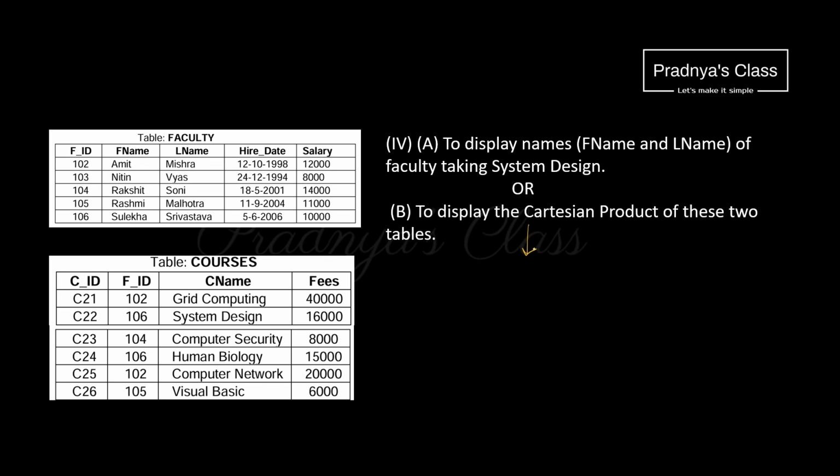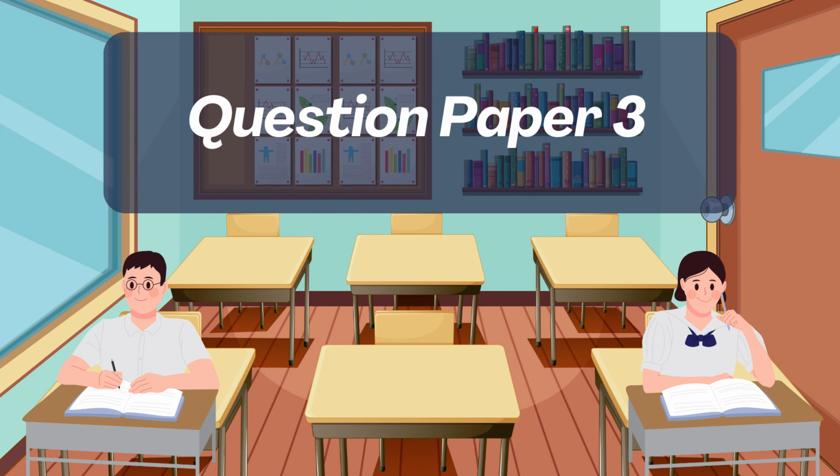Now this is so simple, isn't it? Tell me how we will be writing the query. Select star from faculty, comma, courses. So this is how our query will look like. Hope you understood this explanation too.